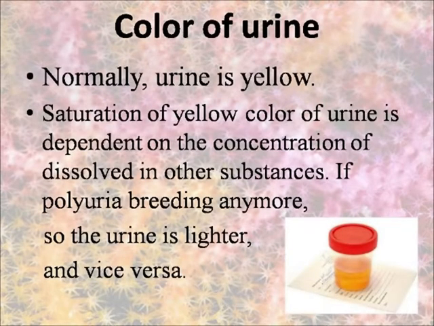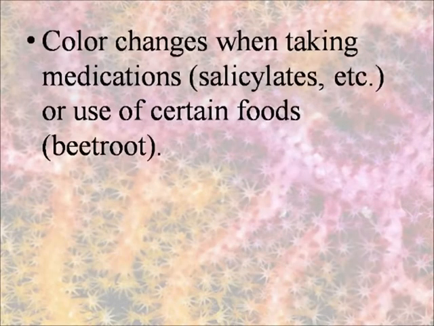Color of urine. Normally, urine is yellow in color. Saturation of the yellow color of urine depends on the concentration of dissolved substances. If there is polyuria, the urine is lighter, and vice versa. Color changes when taking medications such as salicylates or use of certain foods such as beetroot.